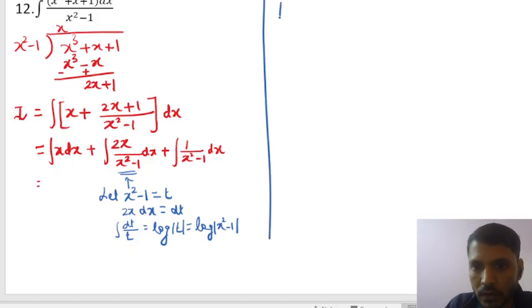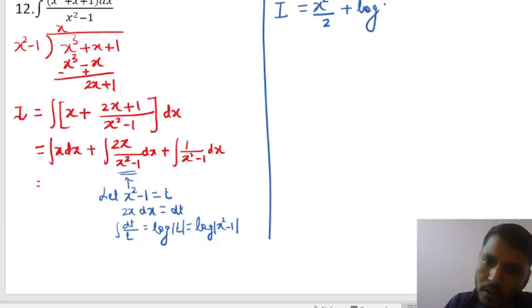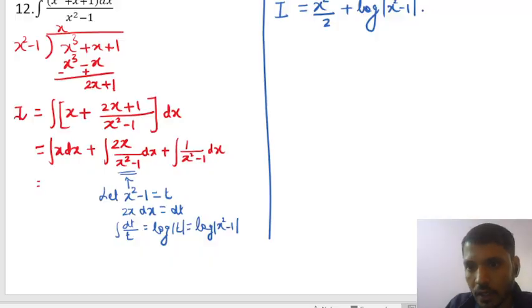I is equal to the answer for the first part, it is x square by 2, right? From the second part, we got log mod x square minus 1. And the last one is actually a direct identity. Here it is 1 upon x square minus a square.